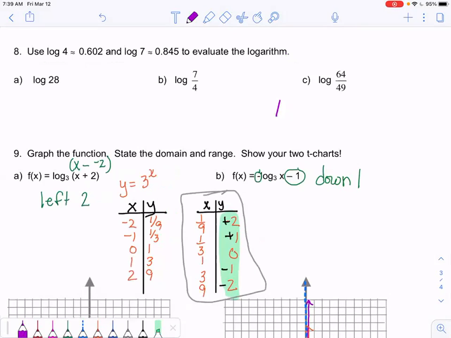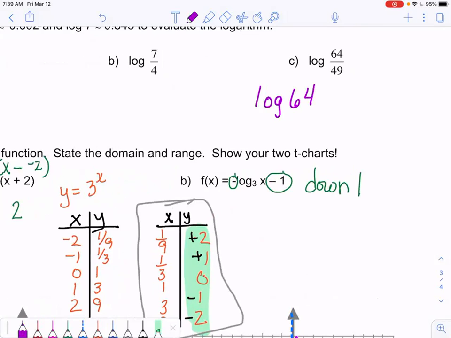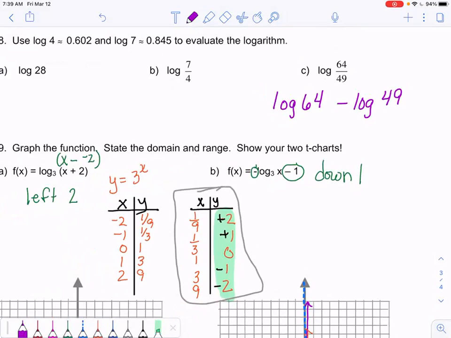Yeah. Okay. So we have the log of 64. Division can really be separated into subtraction. Okay, so let's do that. We're trying to use the log of 4 and the log of 7. So that means 49 could be changed to 7 squared. And then that little 2 can move in front and become 2, and then the log of 7.